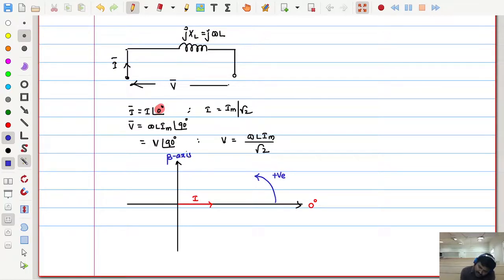On the beta axis we will get 90 degrees. So on the beta axis, now let me put the voltage. This is the voltage V, whose angle is 90 degrees. See, magnitude is length; angle is its alignment. So this is the phasor diagram of an inductor.